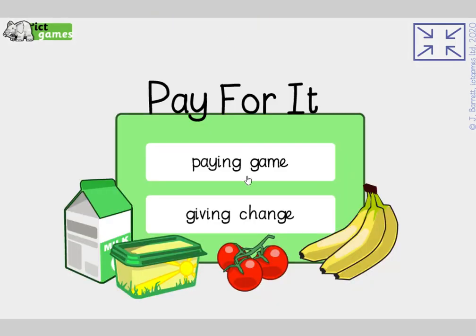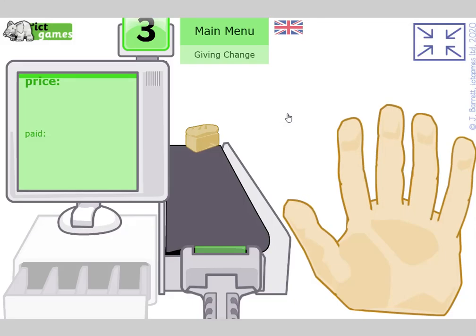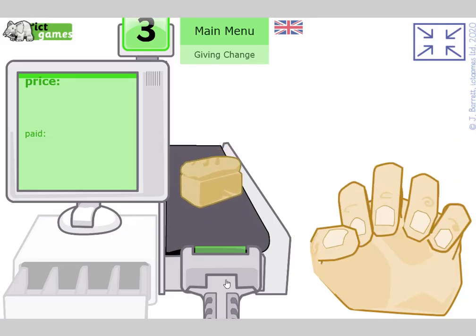Try something a bit trickier. Let's try giving change, but from 20p. You're the shopkeeper. Oh, sorry. You have to scan the items, the customer will pay you some money, and you have to give them their change.